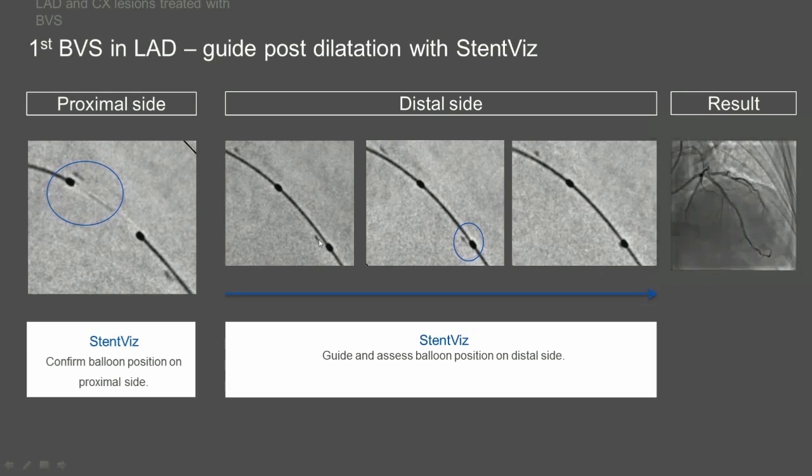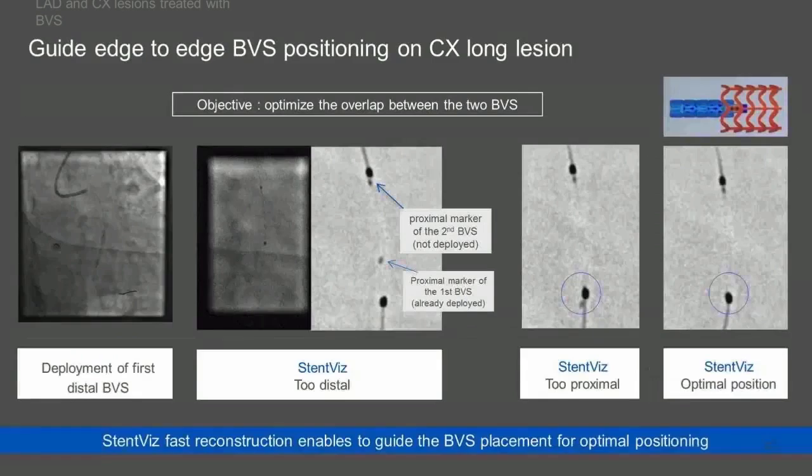Here we can clearly see that the balloon is outside the BVS, too distal. Here also too distal, and here we have the good position for the optimization of the opening of the BVS with the non-compliant balloon, and we are sure that we are not making any geographical miss with this balloon. That's a very important step.